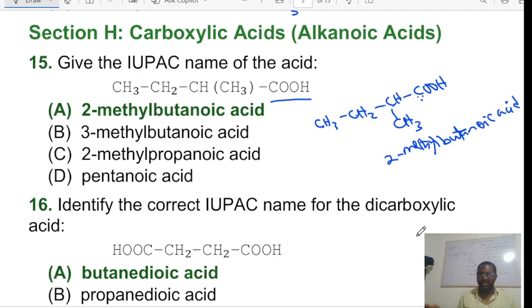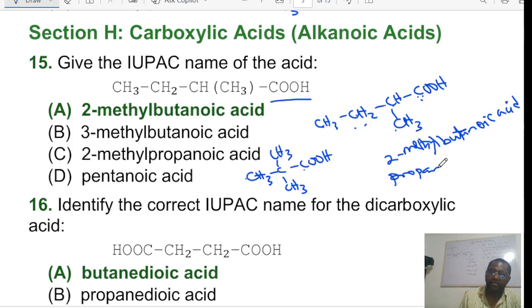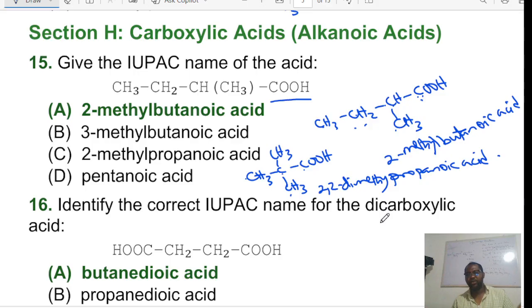I hope this makes sense. So if this guy was here, it would have been 3-methyl, you see? And so on and so forth. So even if I have CH3, CH3, CH3, then COOH, in this case now the longest chain will be 1, 2, 3, which is propanoic acid. Okay, and if you notice at position 2, there are 2 substituents, which is 2,2-dimethyl, because it's dimethylpropanoic acid.